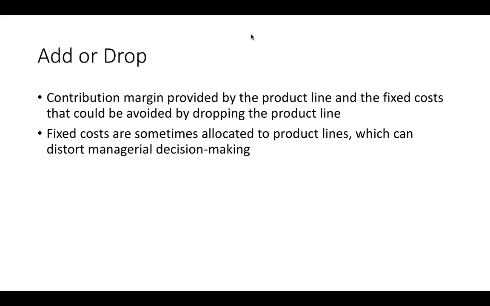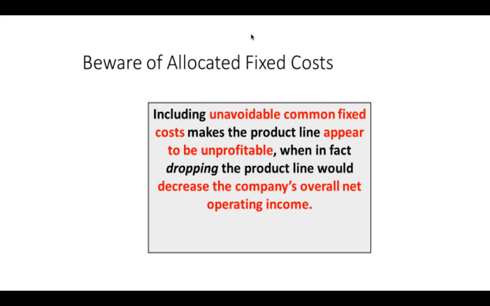This is important because fixed costs are sometimes allocated to product lines, which can distort managerial decision-making by creating the appearance that the firm would be more profitable by dropping a product line that may appear unprofitable because it is being allocated fixed costs that would disappear if the product line were dropped. So in the end, allocated fixed costs can lead to bad decision making.